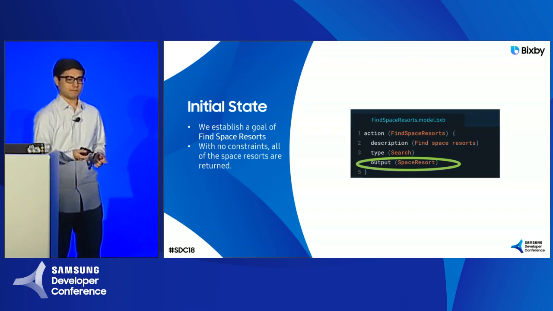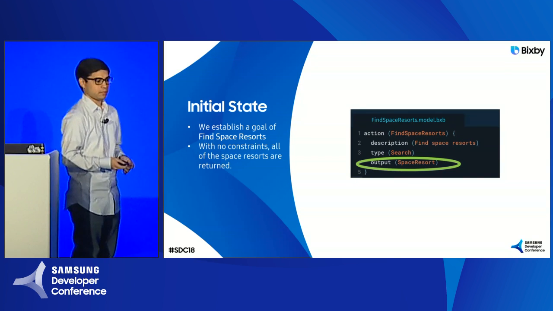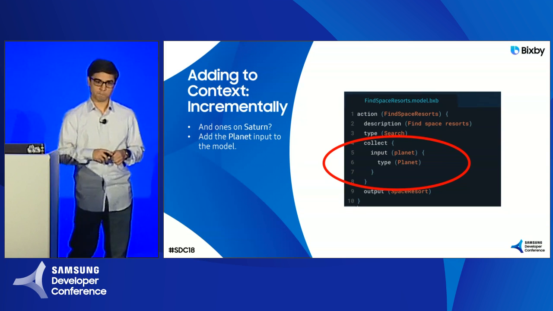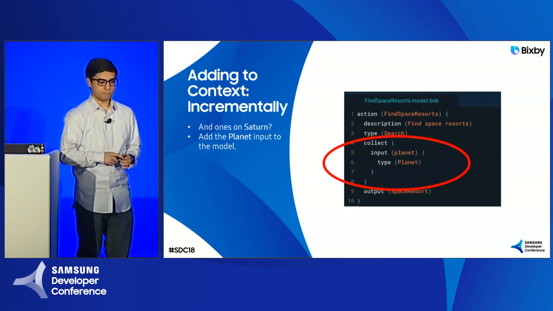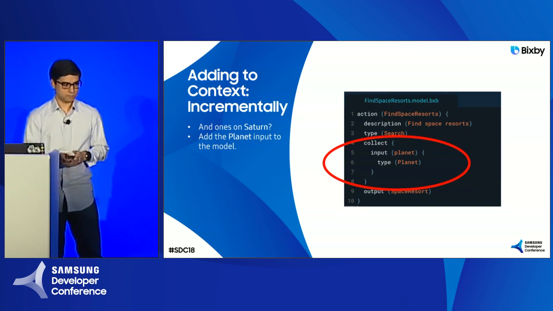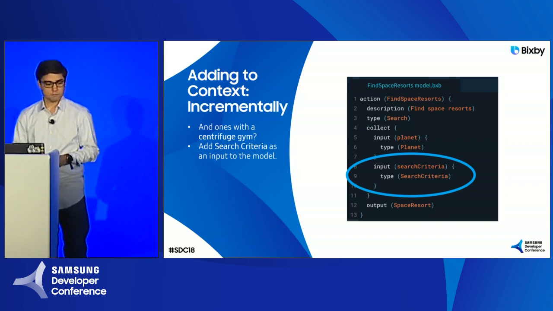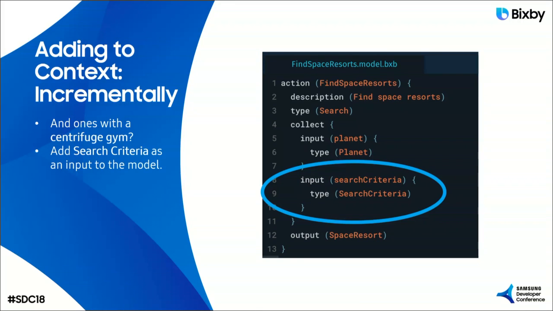Let's modify this model a little bit. Remember we said ones on Saturn? So we can add planet to our model. Let's add planet as an input. So we just create this collect block with an input of type planet. And second, we added to our context by adding a search criteria. So we can build this context incrementally.